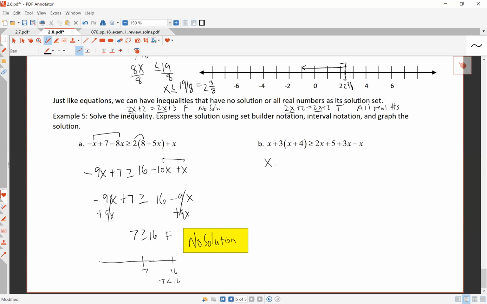In B, we have x plus 3x plus 12 greater than or equal to, that's 5 minus 1 is 4x plus 5. The left-hand side is 4x plus 12. The right side is 4x plus 5. Subtracting 4x from both sides gives me 12 is greater than or equal to 5. That is true, so this gives us all real numbers.